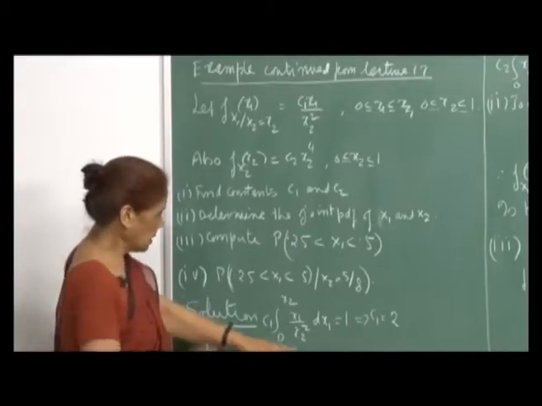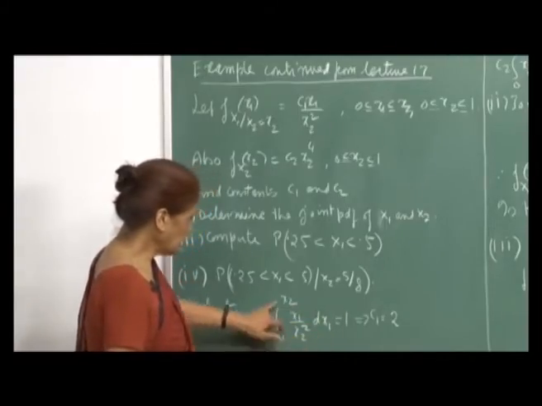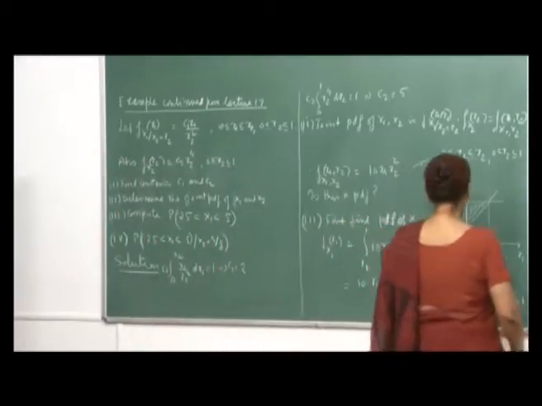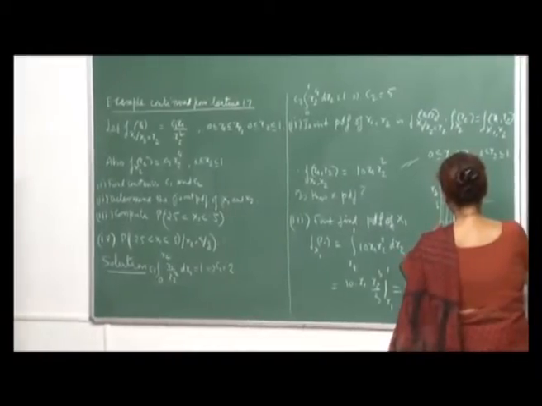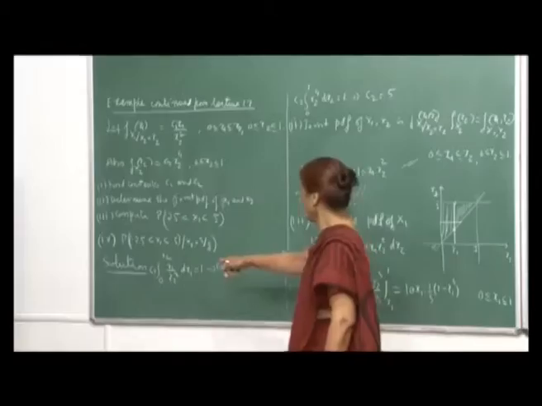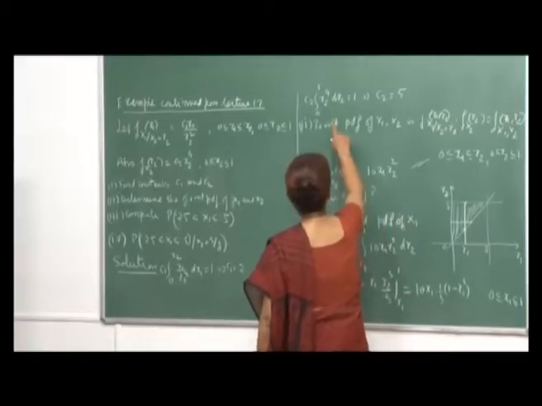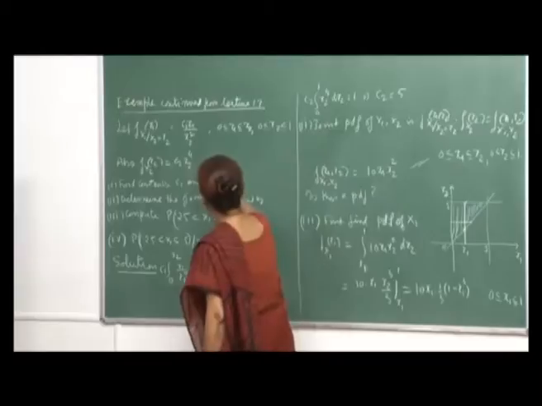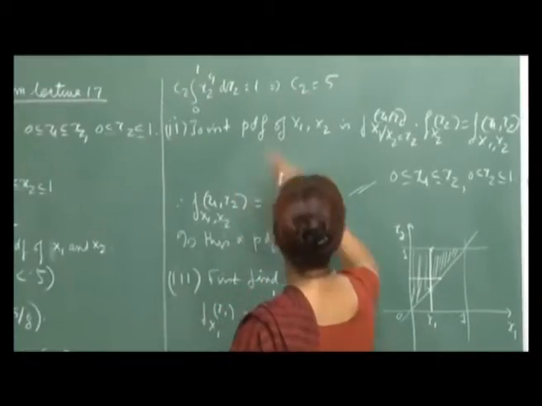We made these computations in the last lecture. Given an x 2, when you draw this, your x 1 will vary from 0 to x 2, because this is the region of integration. So the integral from 0 to x 2 equal to 1 implies C 1 is 2. Similarly, by integrating from 0 to 1, because this is the marginal of x 2, this gives us C 2 equal to 5.